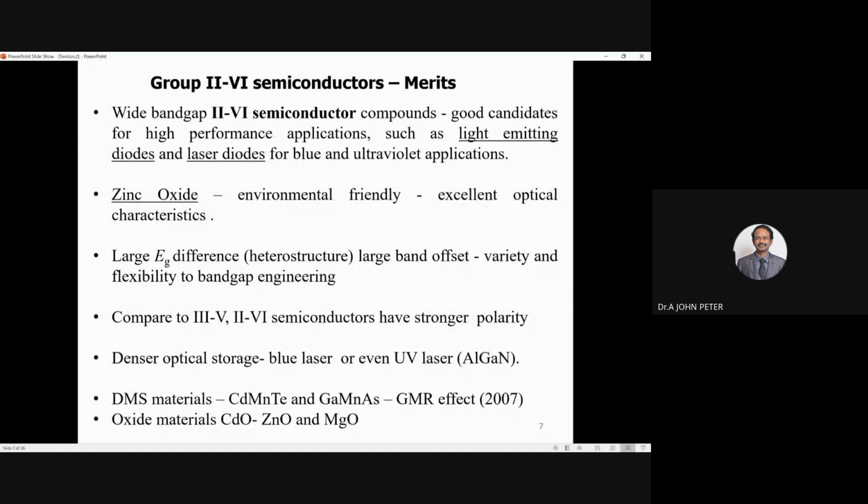Gallium is a poisonous material. But what of the reproducibility? Reproducibility is very low for zinc oxide. So some advantages are there, some disadvantages are there. We'll have to use the last in the slide. Last one, DMS material, dilute magnetic semiconductors. So DMS material is very, very important.